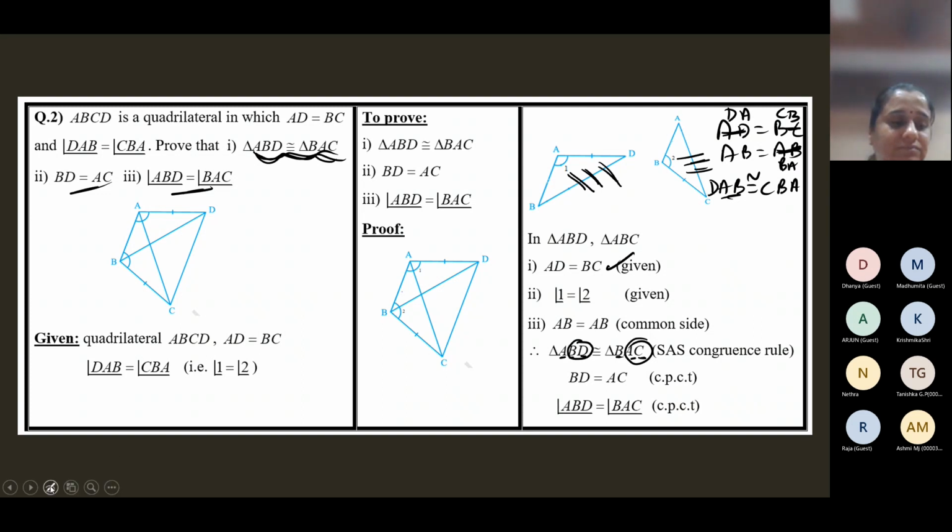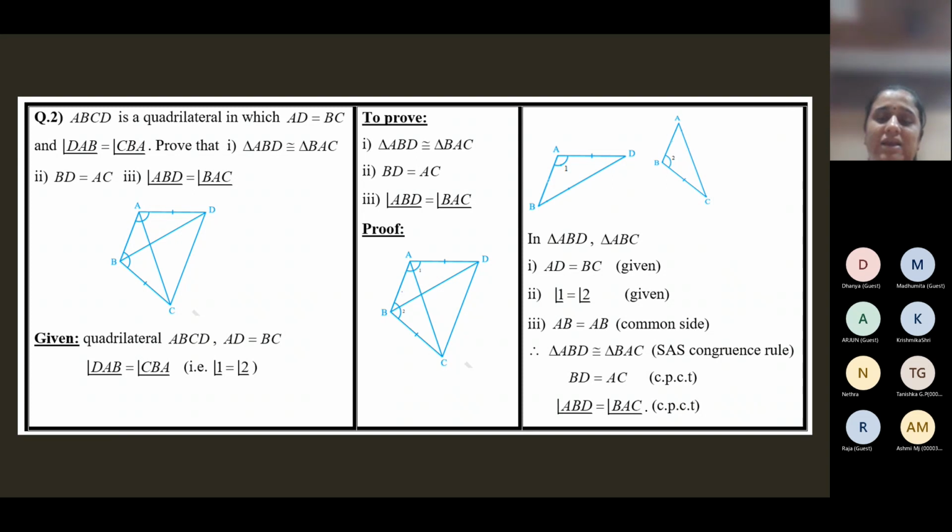Then angle ABD is equal to angle BAC. From this name, you can make out where angle ABD is. Angle ABD is equal to angle BAC. Now, supposing they say angle DBA, it will be equal to angle CAB. These two angles will be equal.